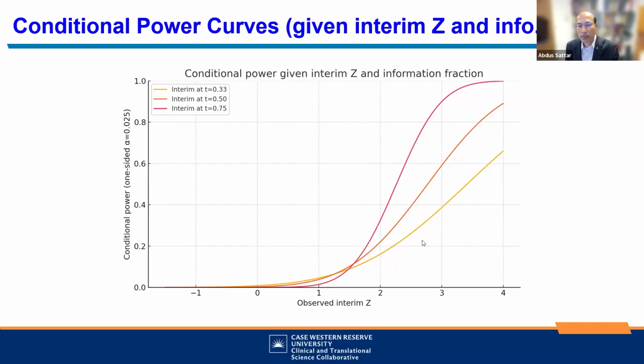Later in the study, say if we are conducting an interim analysis with an observed interim Z of 3, then our conditional power would be higher if we are conducting it at an information fraction of 75%, for example. This conditional power will be used in deciding whether the trial moves forward or is stopped. There is an algorithm we will be talking about a little bit later.